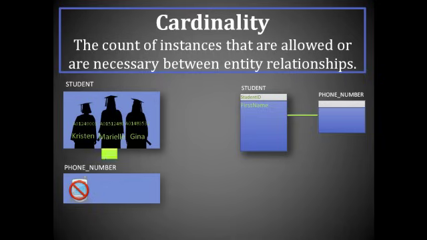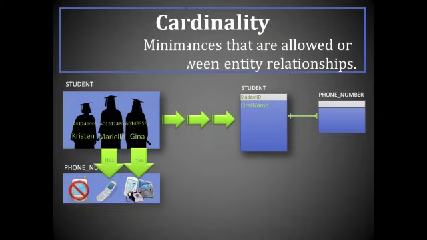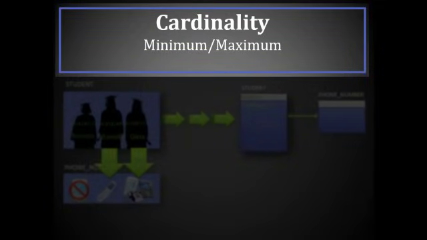A student can have 0, 1, or multiple phone numbers, right? But each phone number must belong to a student. Yeah, I can see why you wouldn't want to have a phone number in the database unless it belongs to a student. Exactly. Now, cardinality is broken down into two parts, minimum and maximum. Minimum cardinality represents the minimum number of instances that are required in the relationship. And maximum cardinality represents the maximum number of instances that are allowed.